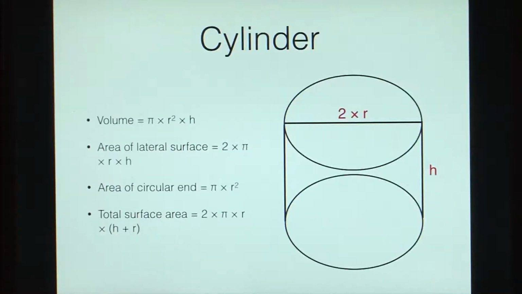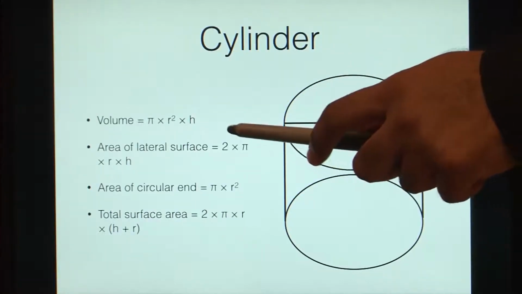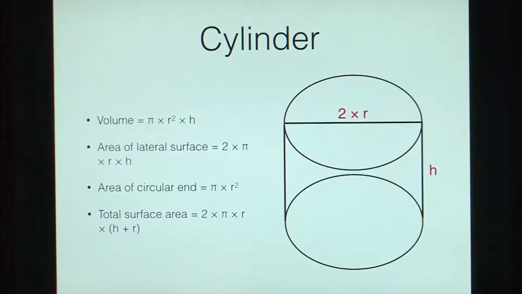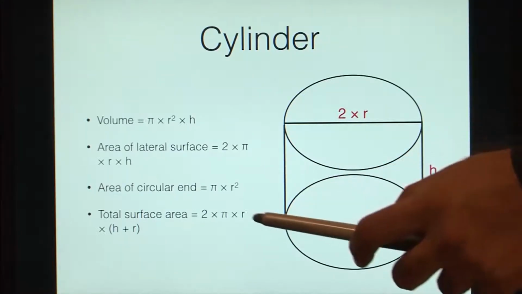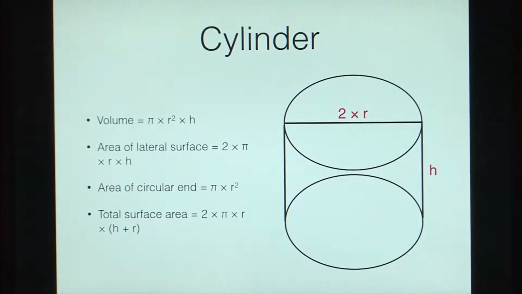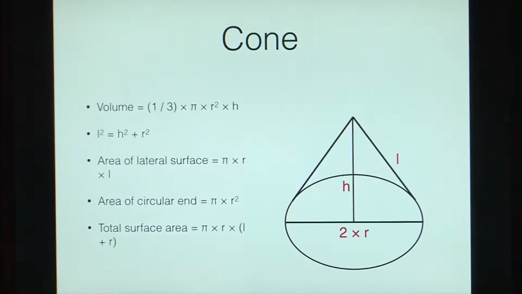In the case of a cylinder, we have volume given by pi r square h. The area of the lateral surface is 2 pi r h. So, we used this equation of volume when we were taking our stem to be of a cylindrical shape or form. Now, we also know the area of the circular end and the total surface area. The area of the circular end is used to calculate the basal areas.